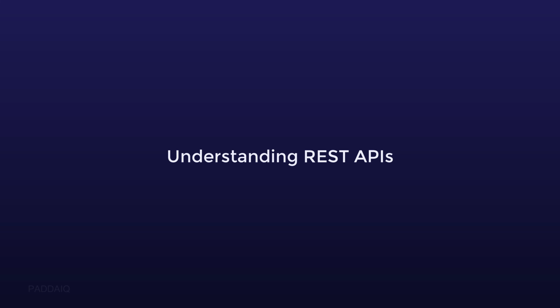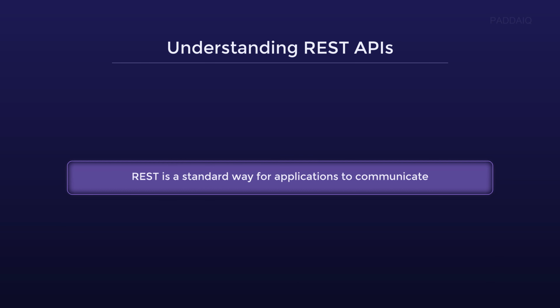Understanding REST APIs for enterprise integration. REST is a standard way for applications to communicate. It means different software can exchange data over the internet using common rules, like using web addresses and standard actions. For instance, a weather app on your phone fetches current conditions from a server this way. This standardized approach enables seamless integration between diverse systems.